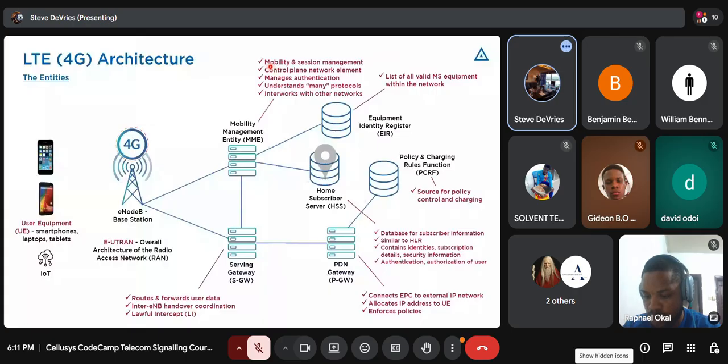And here's what it's responsible for. It's responsible for the mobility of the mobile. It's responsible for the session. It's the control piece of it. It's the element that controls everything. It does manage your authentication.